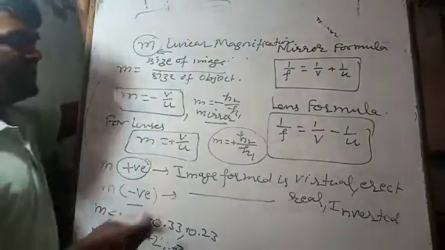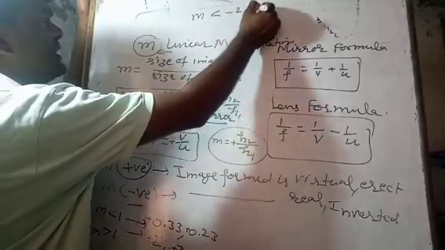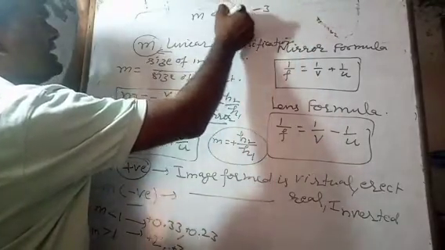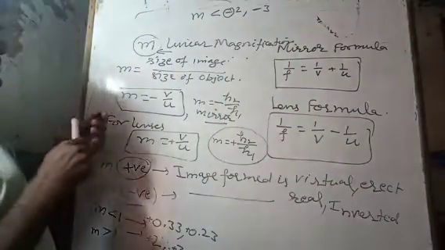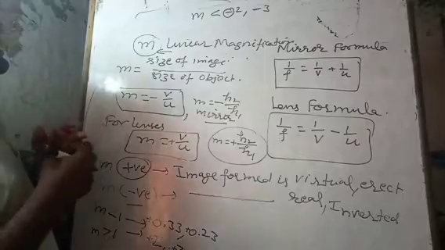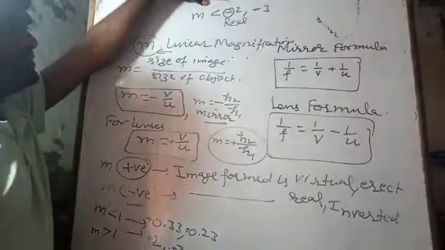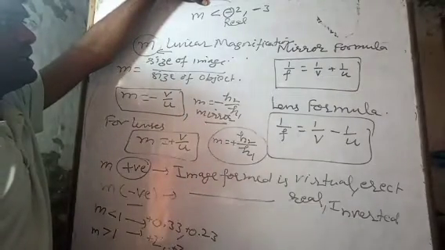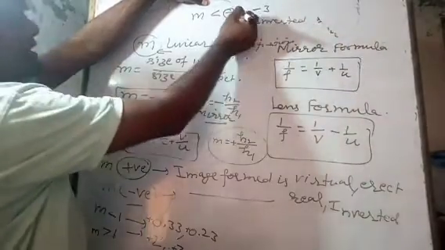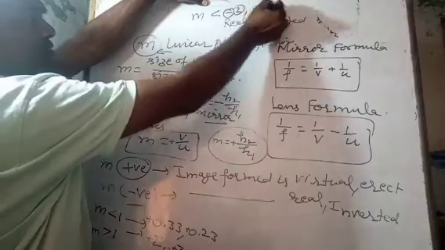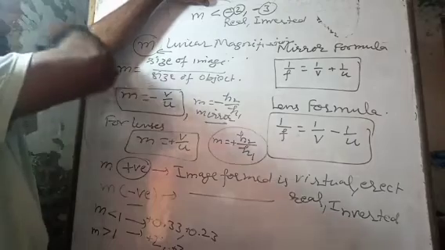If m is equal to -2 or -3, etc., this negative symbol indicates that the image will be real. Negative sign is for real, and inverted image. And the ratio is 2 or 3.